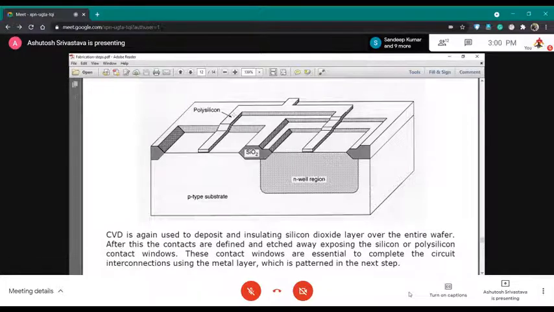You are having a polysilicon acting as a gate here, on the top of this thin oxide. So this region would be forming your P MOSFET, and this is the input. This terminal is your input.